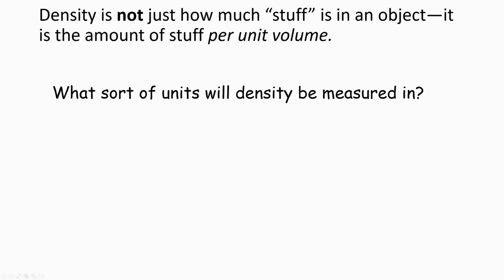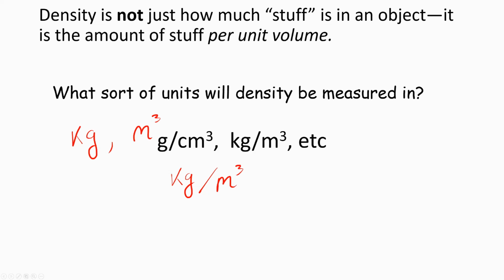Think about what unit density is going to be measured in. The amount of stuff something has is its mass. And what can you measure mass in? For example, we could measure it in kilograms. What could we measure volume in? For example, meters cubed. So one unit of density would be kilograms per meters cubed. You might also have grams per centimeters cubed.